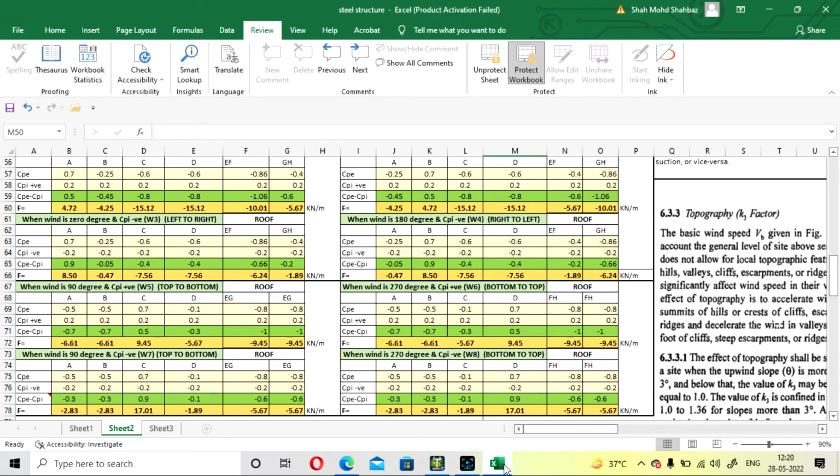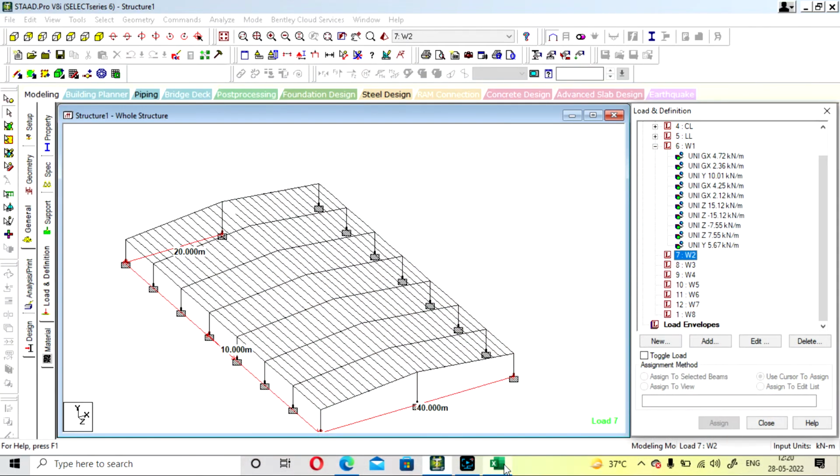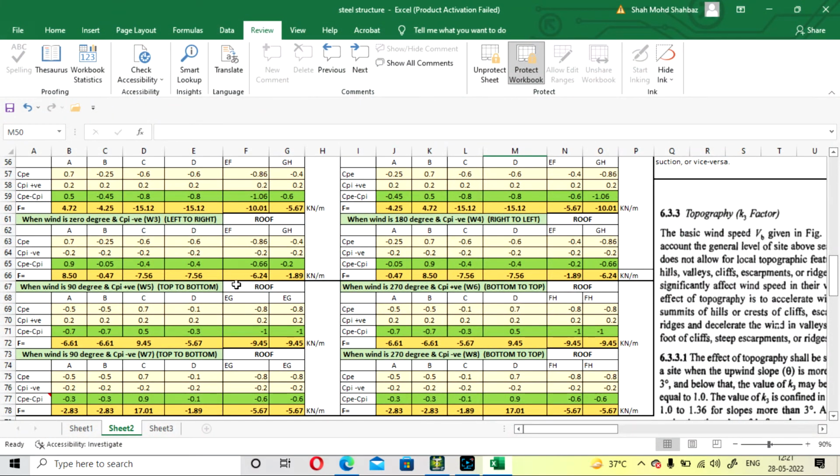So here your B, C and D values will come as negative, and your A value will be positive because it is acting toward the structure, and all the other values will go outside the structure. Okay, so your A will be positive and all the values will be negative.